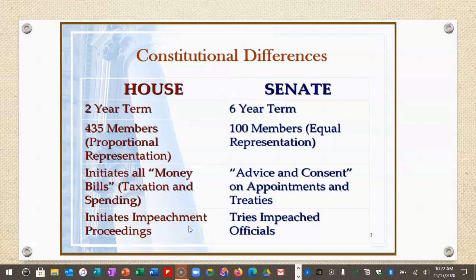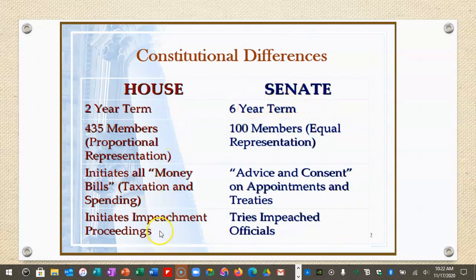Anytime an official, whether it's the president or a member of the federal judicial branch, is going to be impeached, that has to start in the House of Representatives. Students, when they hear "impeached," they think that somebody's kicked out of office, but really if somebody is impeached, all that means is they're brought up on charges, like a grand jury has said, yes, there's enough evidence to put this person on trial. That's what the House does with impeachment.